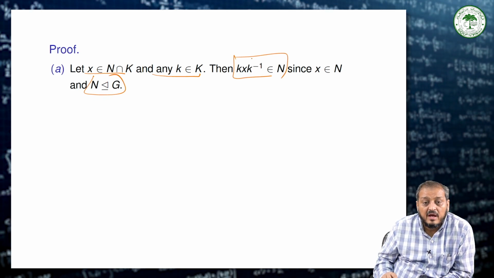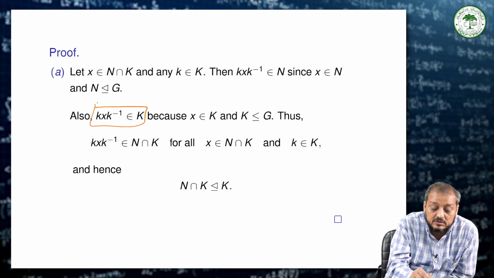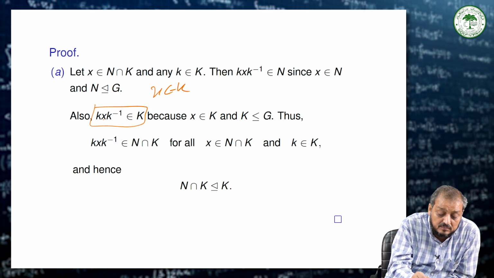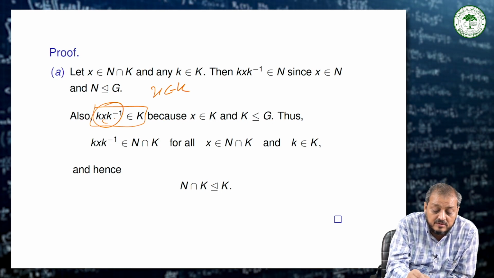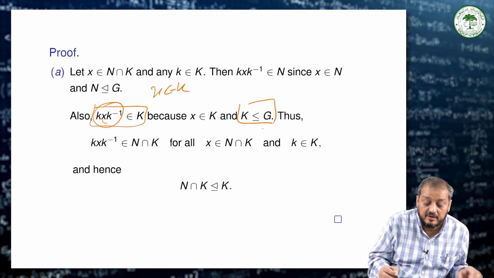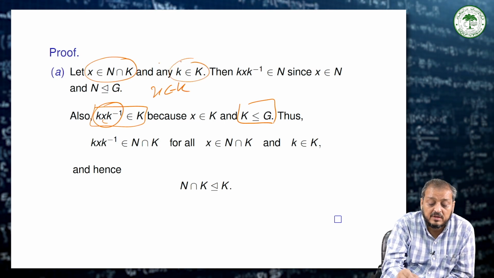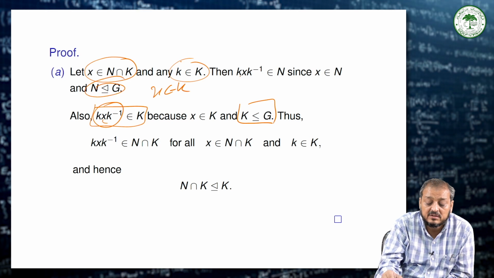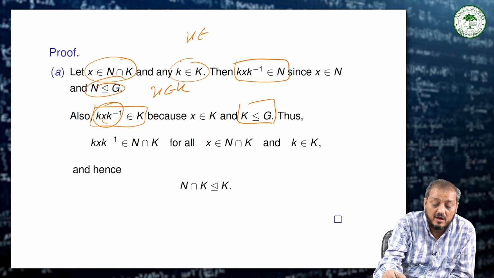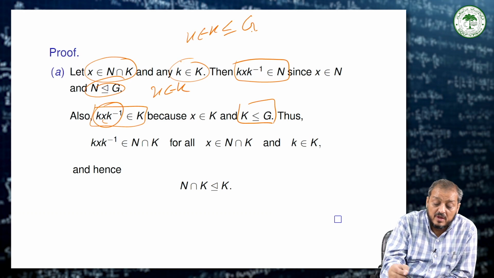And then this kxk inverse is also an element of K, because x is an element of K, so x is also an element of K. So if x is also an element of K, that means this whole thing is an element of K, since K is a subgroup of G. So we have to choose an arbitrary element in the intersection of these two, and first we use that for any k belonging to K, and N is normal in G. So kxk inverse is an element of N, because k is an element of K and K is clearly a subgroup of G. So this means there exists some element of G which satisfies this condition. So this is normality.